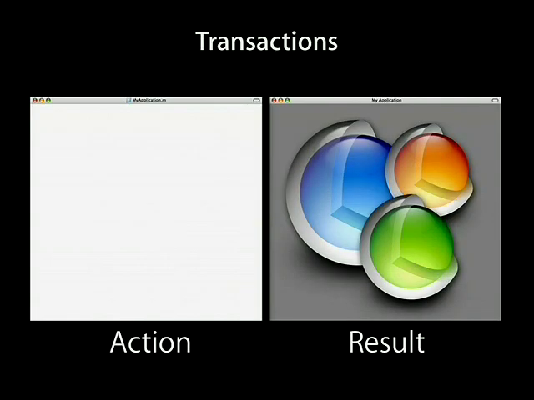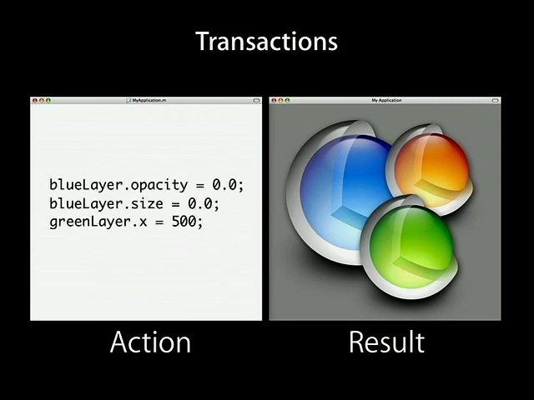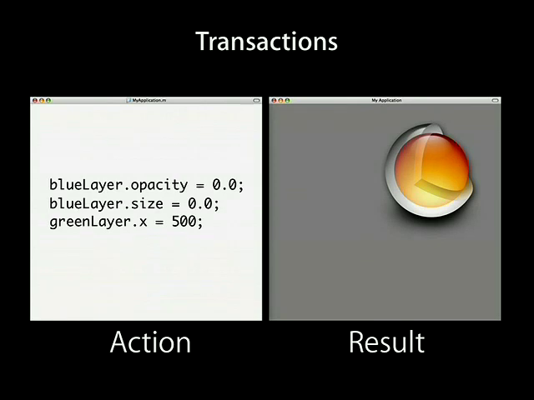Similarly, we've got this concept of transactions. You want to make sure that all of these operations are being done in an atomic update. So I've got a few more layers here. What if I wanted to set the blue layer's opacity to 0, its size to 0, and the green layer's x value to 500? All of that is done simultaneously and in an atomic update, so you don't actually see partial frames showing up.